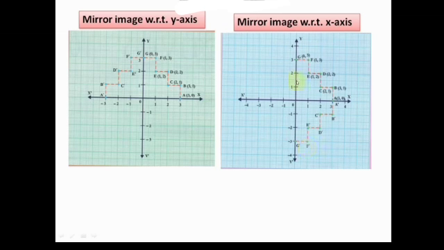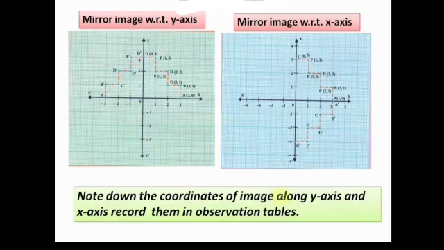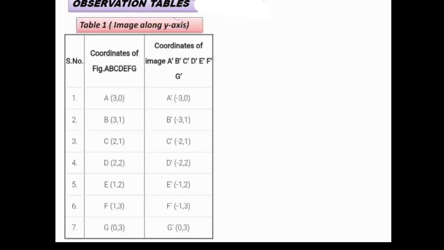So student, as you can see here, this first graph shows the mirror images with respect to the y-axis. In this case, we get all the mirror images of the first quadrant in the second quadrant, and this is the mirror image with respect to the x-axis. In this graph, we get all the mirror images of the first quadrant in the fourth quadrant. Note down all the coordinates of images along the y-axis and x-axis. Record them in observation tables. Let's see the observation tables.